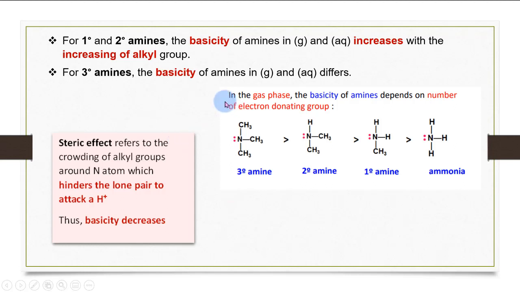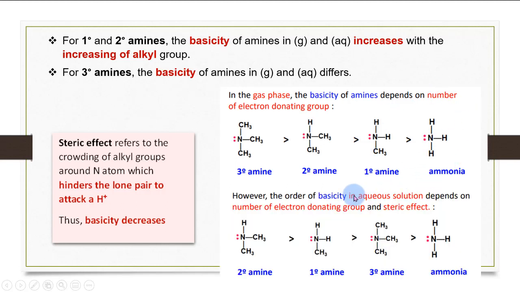This means that if the amines exist in the gas phase, the basicity of amines depends only on the number of electron donating groups present. So the tertiary amine with the most alkyl groups has the highest basicity, followed by the secondary amine, the primary amine, and then ammonia with no EDG. But be very careful: if you have these amines in aqueous solution, the order of basicity depends on both the number of electron donating groups and the steric effect. So now the sequence is that the secondary amine will have the highest basicity, followed by the primary, and only then the tertiary amine.